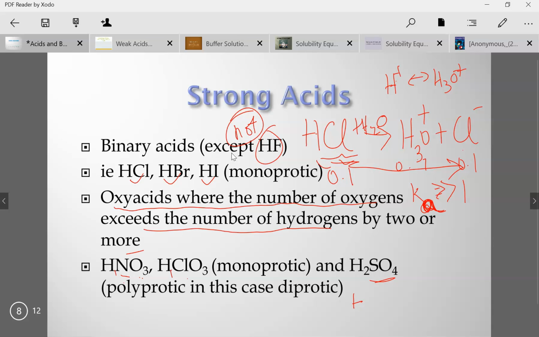I can't think of anything that I'm missing. Perchloric acid, technically HClO4, has a difference of 3, so that's an acid. But yeah, that's how you identify a strong acid.